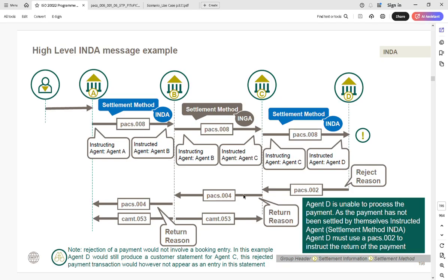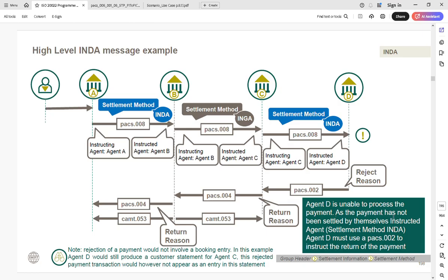But before that, let's see: instructing agent A, then it will become instructing agent B, and it will be instructed agent C. Then at C, instructing agent C, and D will become instructed agent. So every time, instructed C becomes instructing C. It was instructed B; instructed means INDA to INGA. The concept of payment agent also remains the same. Now let's see what is mentioned for agent D here.